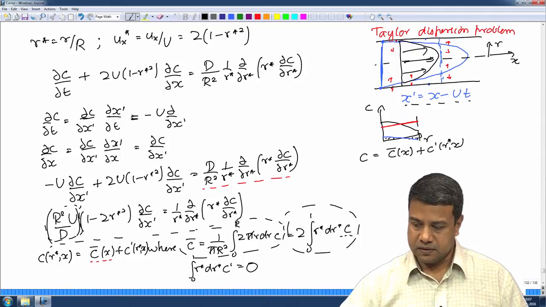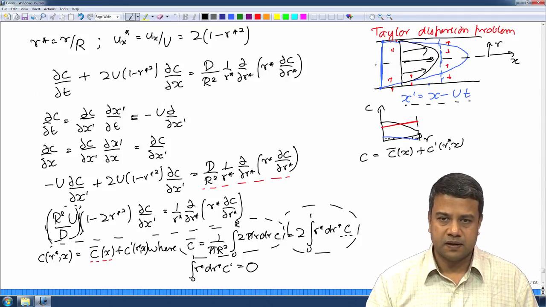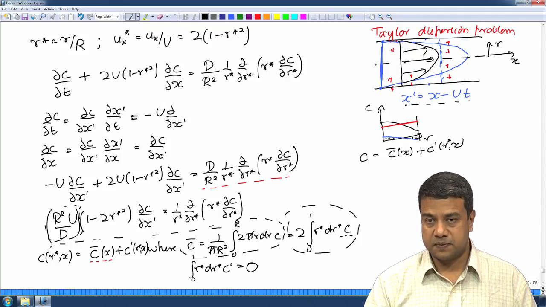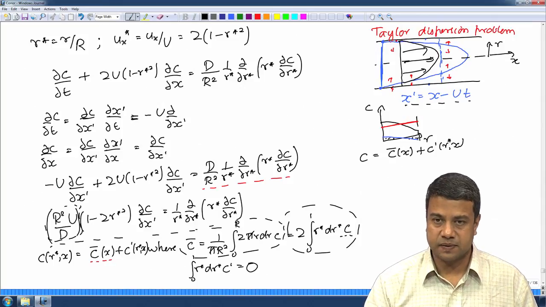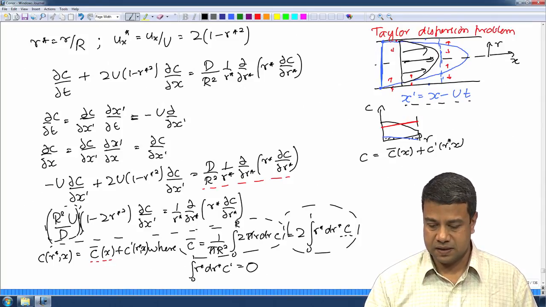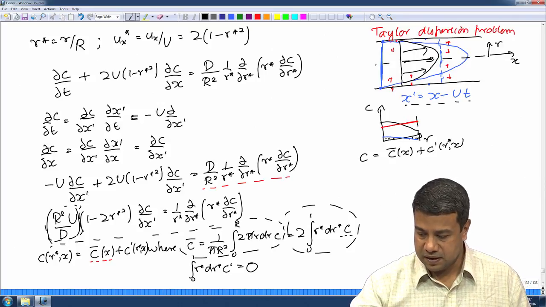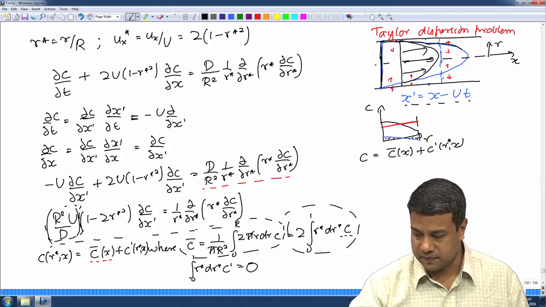And we had also looked at a Taylor dispersion problem, where in fact the dispersion coefficient scales as Peclet number squared in this case. That is because the flow velocity distorts any initial concentration field that has been imposed on the problem.